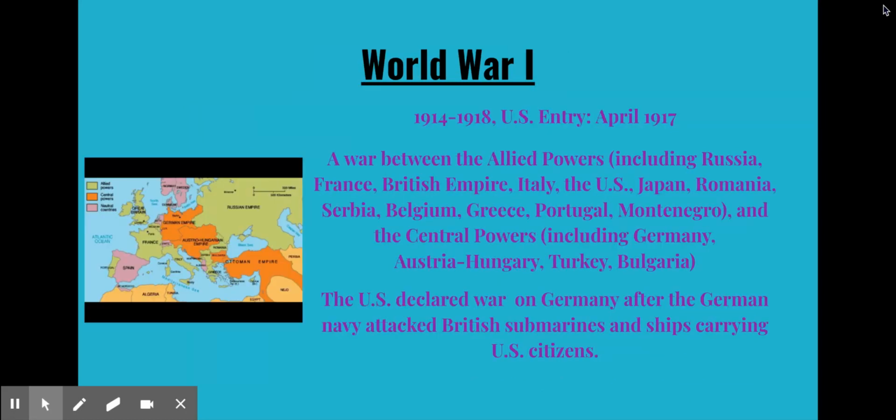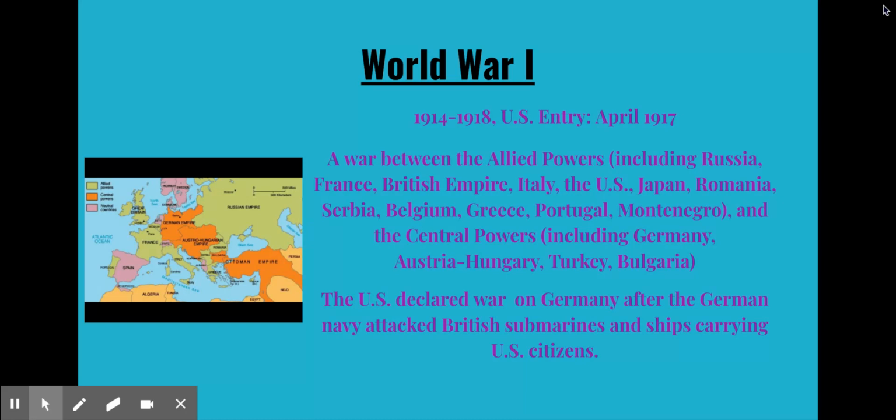The first international conflict to discuss is World War I. World War I started in 1914, but the United States did not get involved until April 1917, when President Woodrow Wilson asked Congress for a declaration of war against Germany because the German Navy attacked British submarines and ships carrying U.S. citizens.